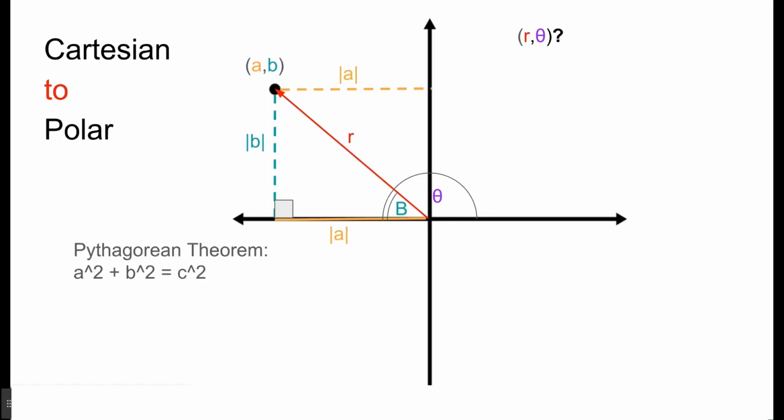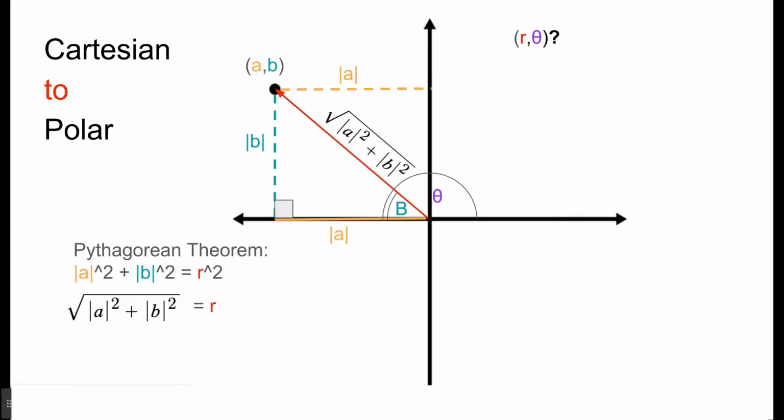And then using the Pythagorean theorem again, we can use the absolute value of a and the absolute value of b, and then r, giving us that r is the square root of a squared plus b squared. Now, if we want to solve for theta, it gets a little bit more complicated. Theta, of course, isn't in this right triangle. We can solve for b with right triangle trig. So we have to use the fact that theta is 180 degrees minus b.